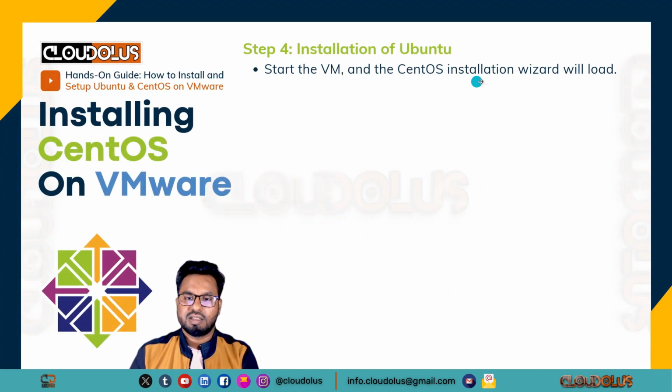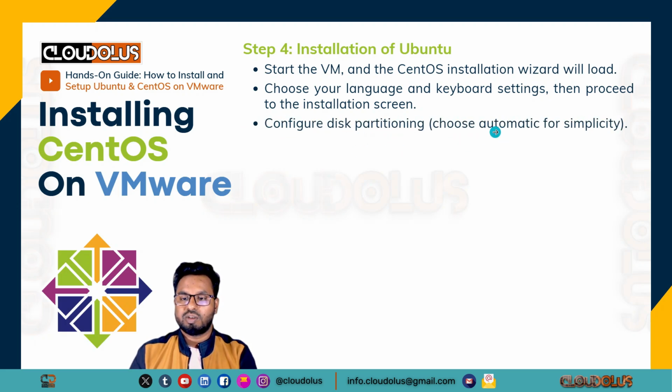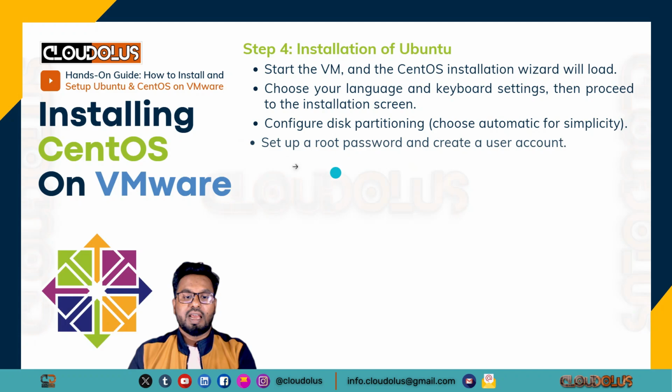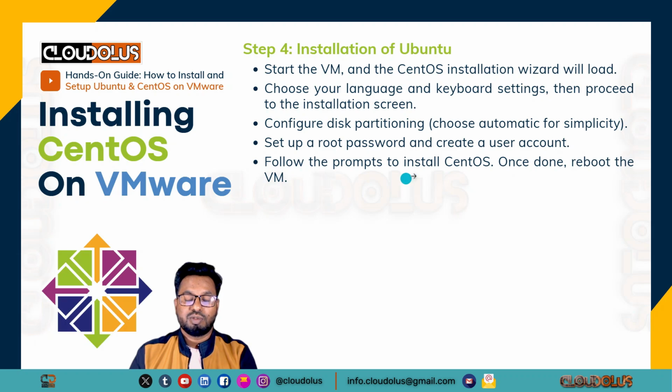Start the VM and the CentOS installation wizard will load. Then choose your language and keyboard settings. Then proceed to the installation screen and configure disk partitions. Choose automatic for simplicity, and then set up a root password and create a user account. After that, follow the prompts to install CentOS. Once done, reboot the VM. So this is step 4.